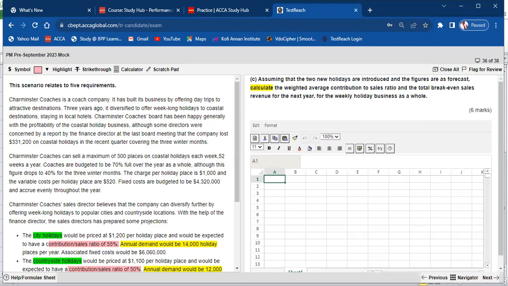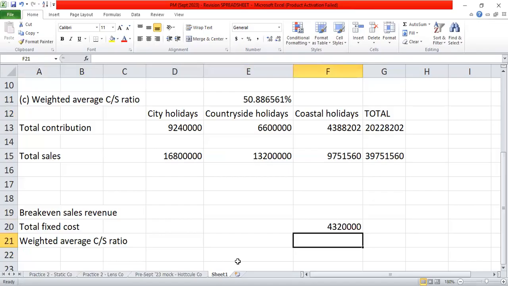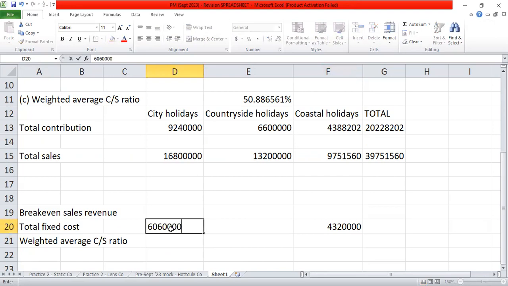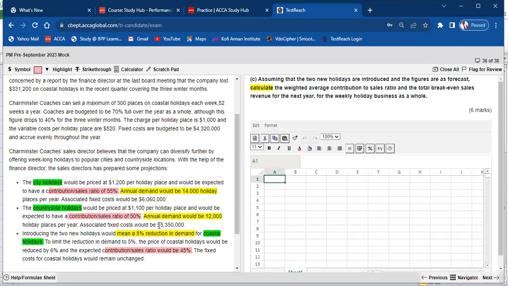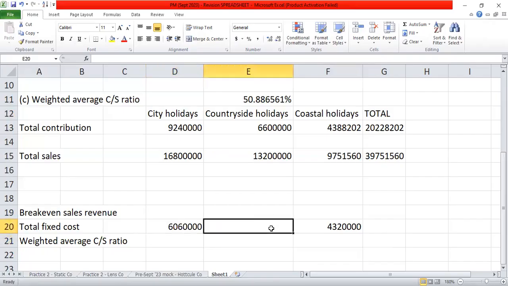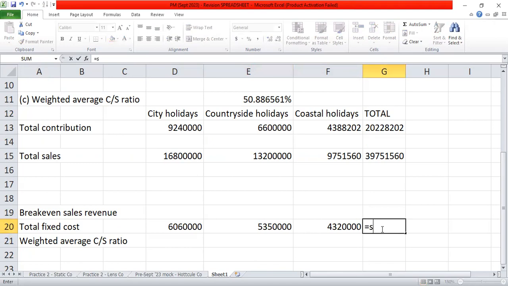City holidays, 60,000. Countryside holidays, 50,000. Total fixed cost coming from all 3 services.